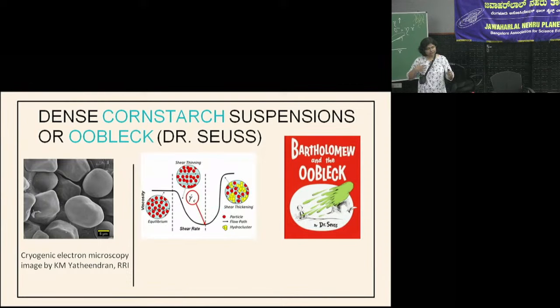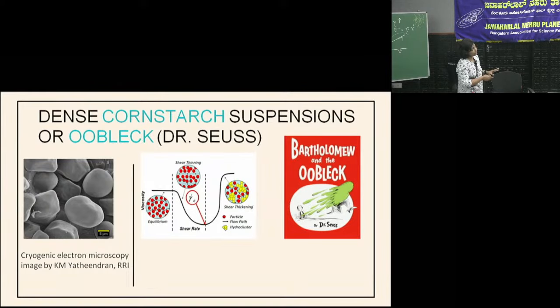And what happens when you apply forces on cornstarch? If you look here, this is the rate of shear that you're applying, and this is the viscosity that is being plotted, and this is my artist depiction of cornstarch. Those are the red particles of cornstarch. Blue is the water medium. At very low shear rates, nothing happens. The cornstarch is nicely dispersed, they are not touching.